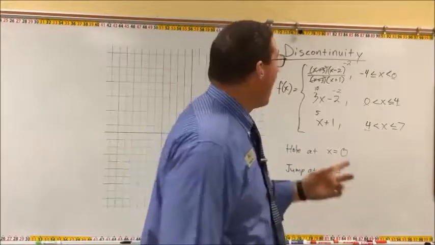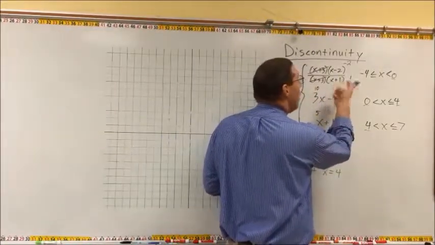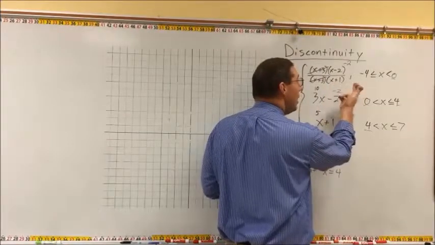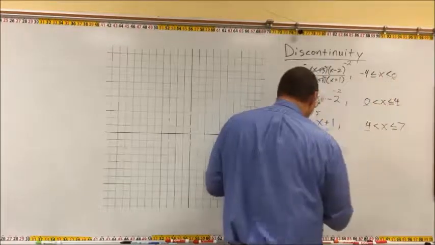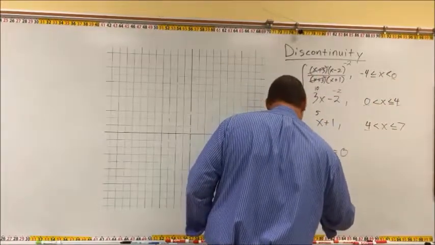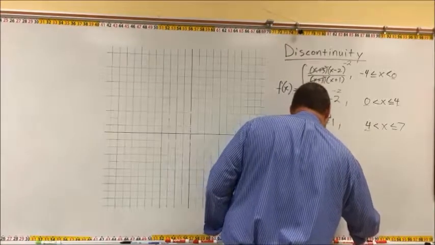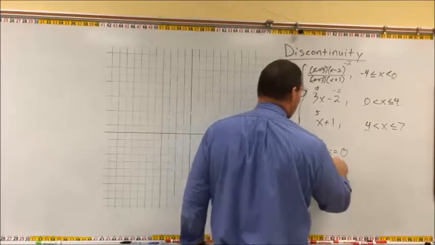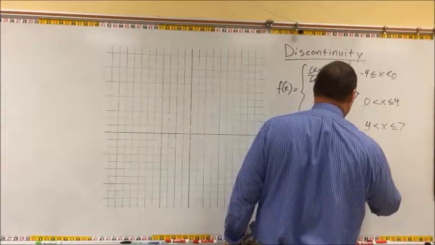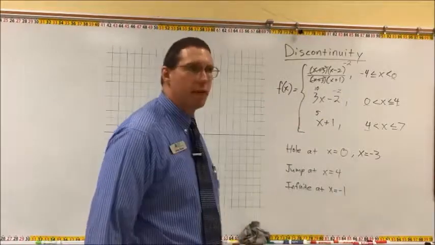Okay, so now what else? Look here. Vertical asymptote at x equals negative 1. Is that on this interval? Yes, therefore we have an infinite discontinuity at x equals negative 1. And see where we wrote hole at x equals 0? I can put a comma and say x equals negative 3. So this thing is full of discontinuities, right?